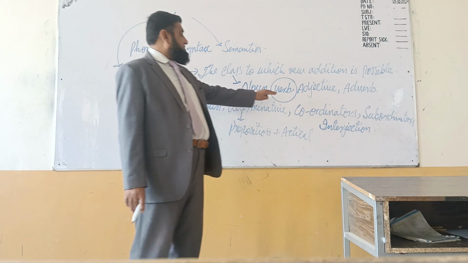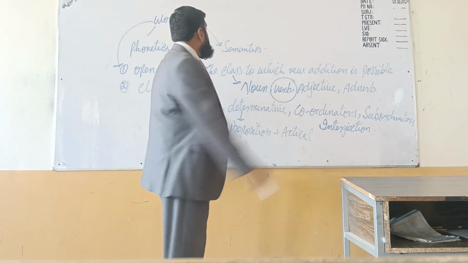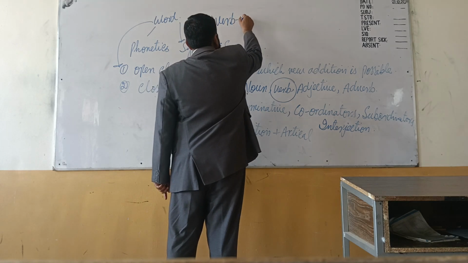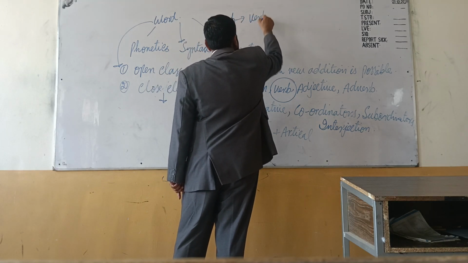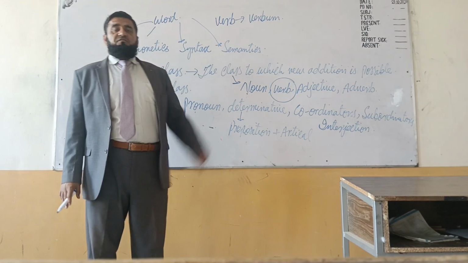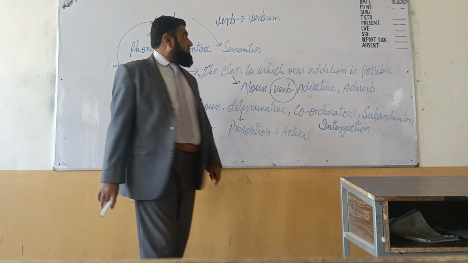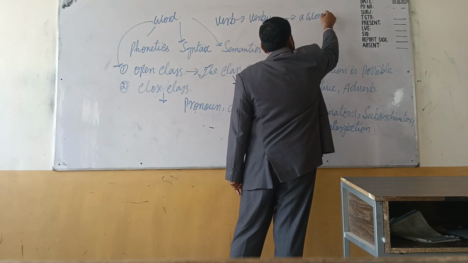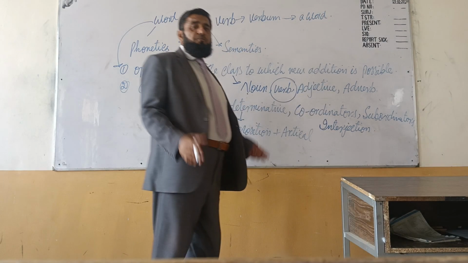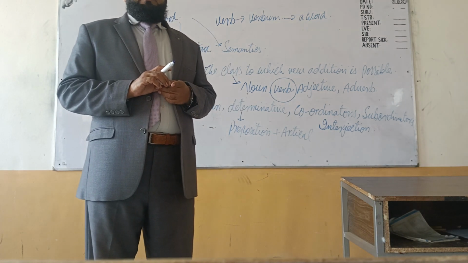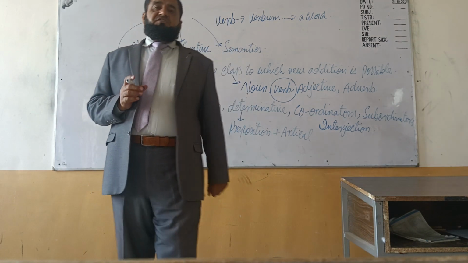So I am going to explain what a verb is. Verb is derived from the Latin word verbum, and verbum means a word. So verb is the important word in a sentence. It is also called predicate.